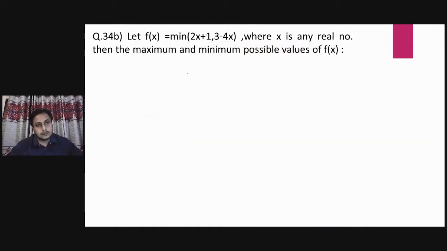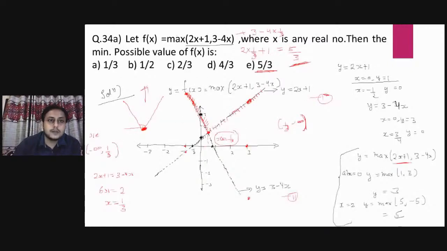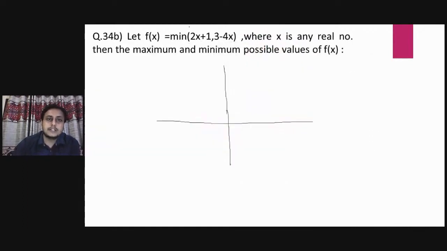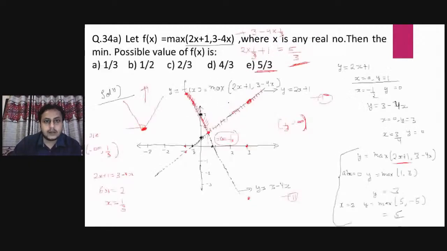The question has just a slight change. Last question was maximum of fx equals to maximum of 2x plus 1 comma 3 minus 4x, and this is what? Minimum of 2x plus 1 comma 3 minus 4x. Just draw the graph like the last one. This was 3 comma 3 by 4.